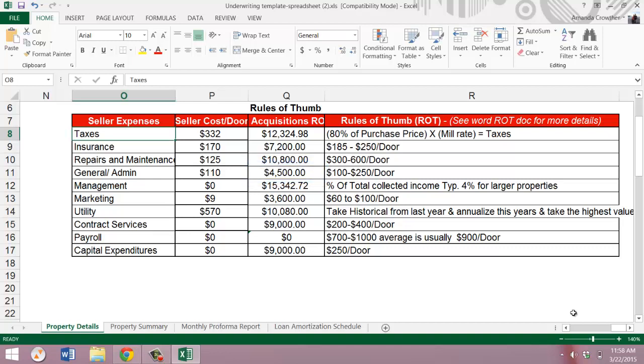One of the big keys to turning a property around is to have good property management. For this complex, once the new rate of $650 per unit is established, and for a complex this size in Kernersville, management companies typically charge 6% of what we take in, for a total management fee of $15,342.72.